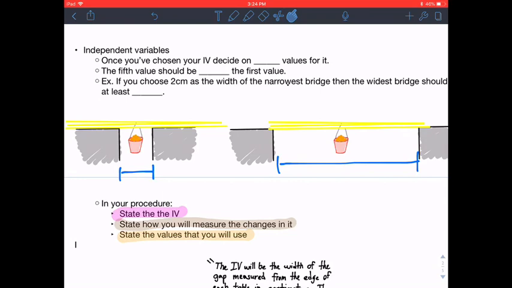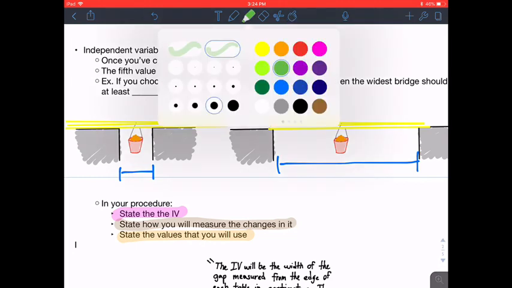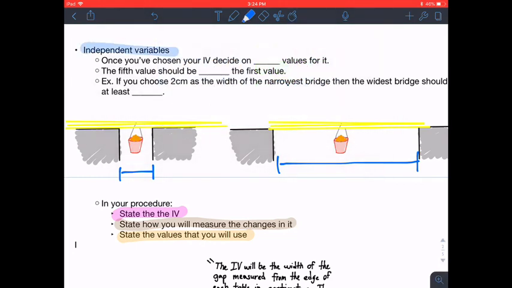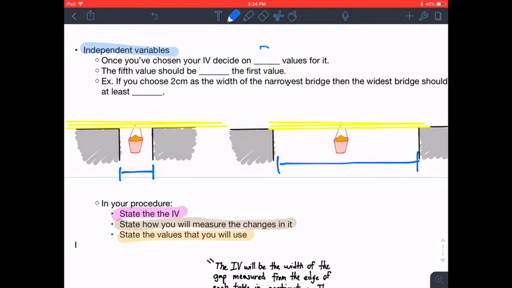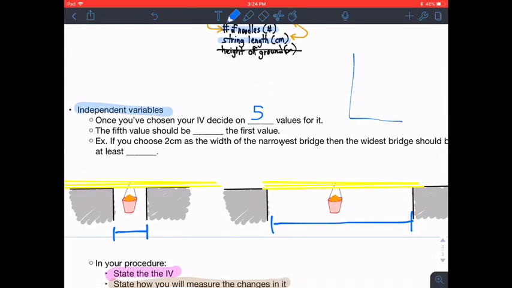Let's go back a second and talk in a little bit more detail about independent variables. Again, I'm going to highlight this blue right here. Once you've chosen your independent variable, the next thing that you need to do is decide on 5 values for the independent variable. It could be 6, it could be 8, but 5 is the number that we focus on. You don't want to do too few values because when you go to graph your data, if you were to draw a quick graph with only 2 data points, that's always going to look like a straight line. So it's not very good data because what if the next point is there? Well, that's actually a curve.